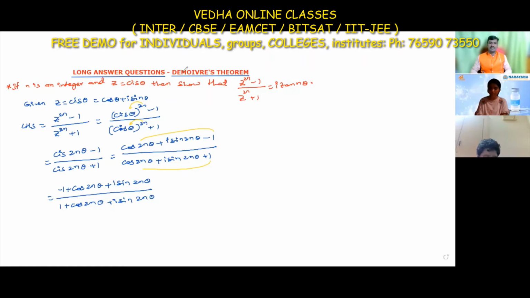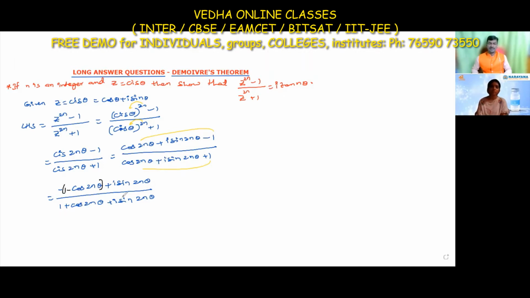Now separate the real and imaginary parts. In the first part, I am taking minus common. So we get minus of (1 minus cos 2n theta), since minus 1 becomes plus 1 and plus cos 2n theta becomes minus cos 2n theta. Now we have the formulas.